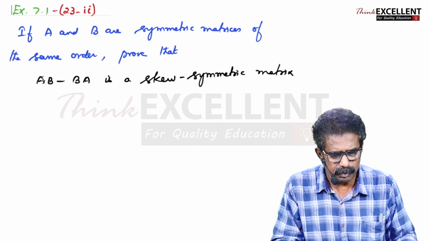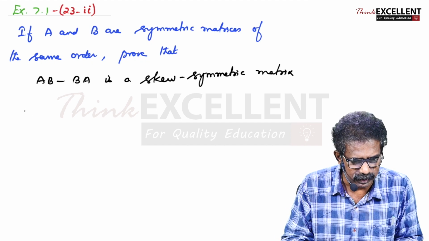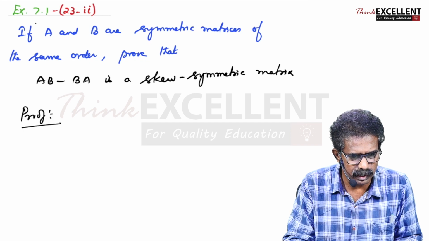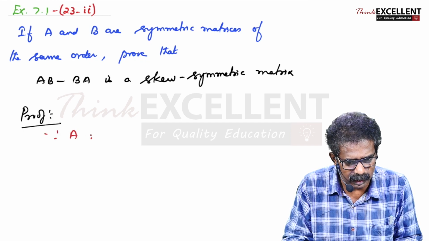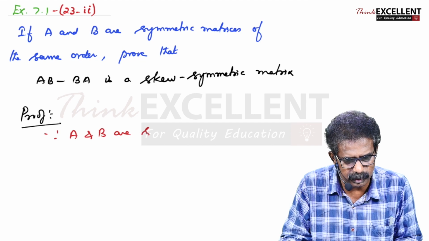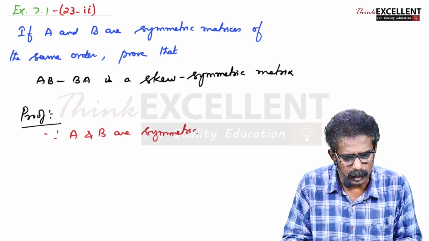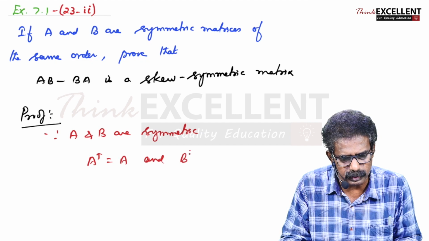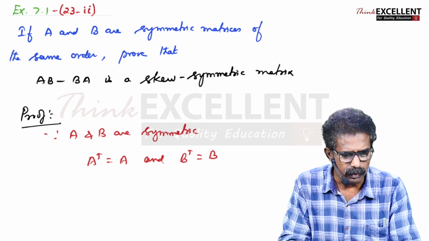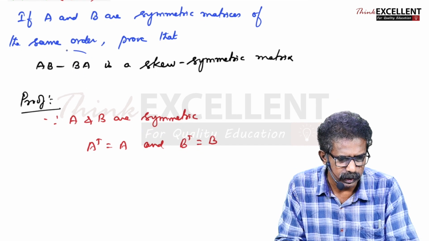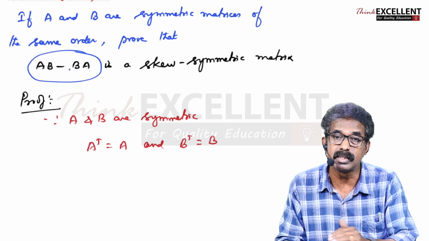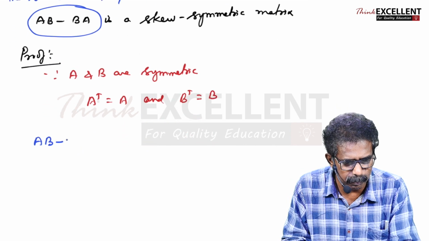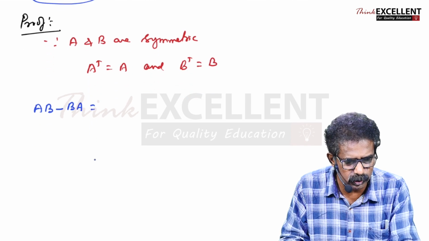Okay, now just one last question. If A and B are symmetric, again A and B are what? Symmetric. So immediately you can start. Since A and B are symmetric, what can you say? A transpose equal to A and B transpose equal to B, right? Now listen. What are they asking to prove? AB minus BA is skew symmetric, right? AB minus BA is skew symmetric.